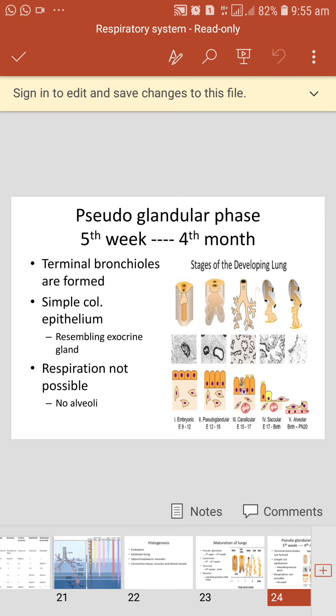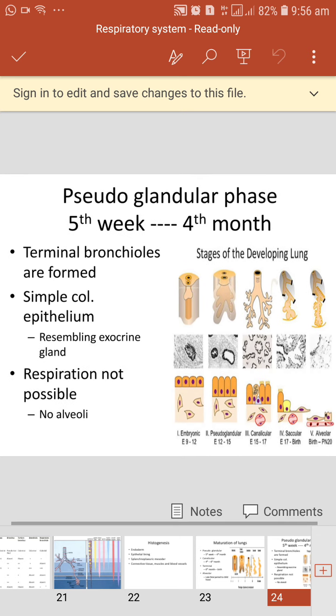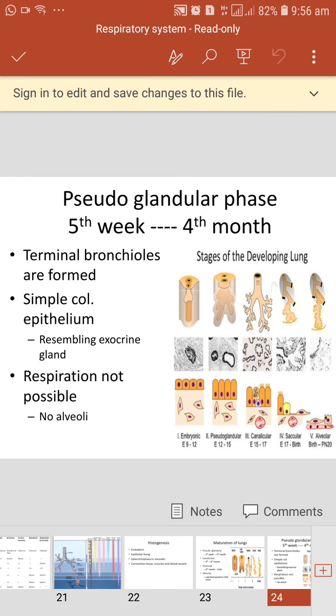Stage number 1 of the maturation of the lungs is the pseudoglandular phase, which extends from the 5th week to the 4th month. In this stage, the terminal bronchioles are formed, lined by simple columnar epithelium which resembles an exocrine gland. Respiration is not possible in this case because there are no respiratory bronchioles or alveoli.